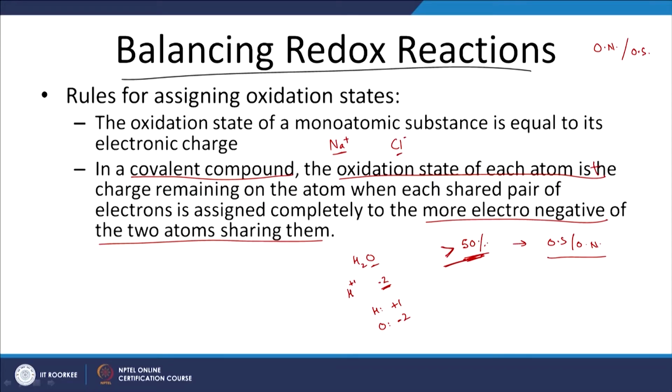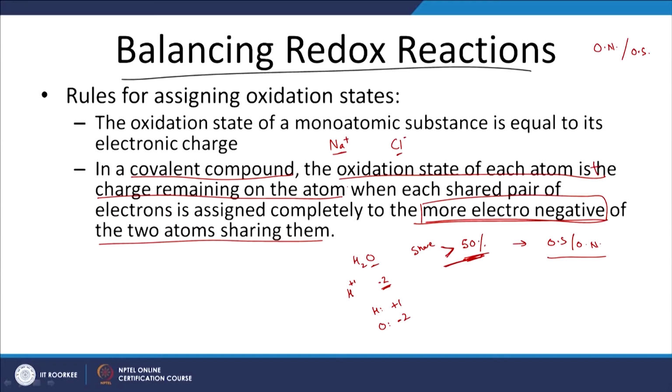Again, to refresh our understanding, we look at the hypothetical charge that would be present on an atom if all the electrons of which it has greater than 50% share are assigned to it. In other words, if it is more electronegative, the charge remaining on the atom would be the oxidation state.